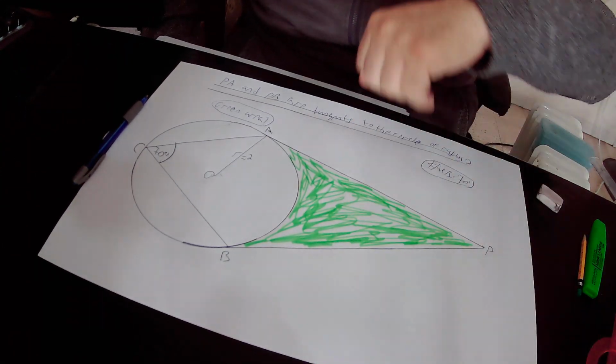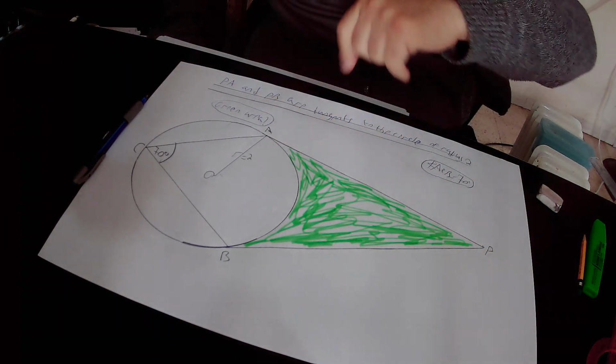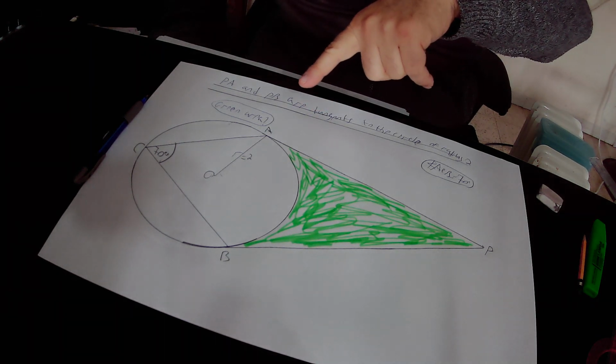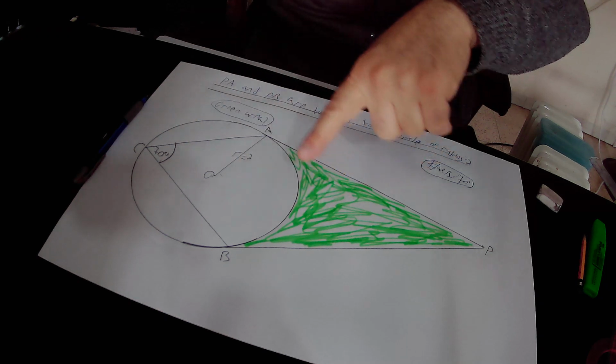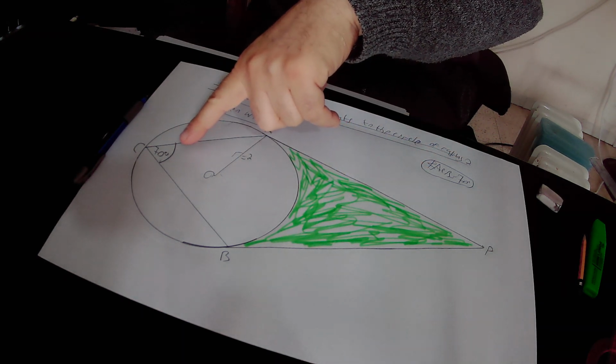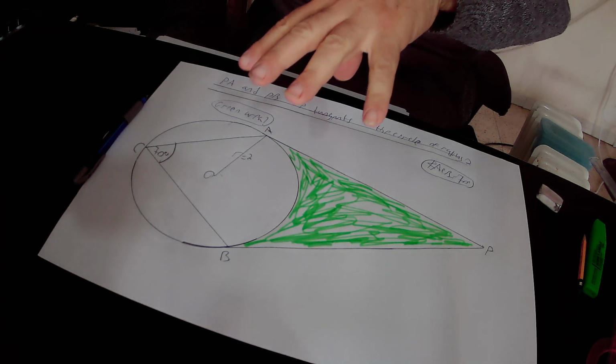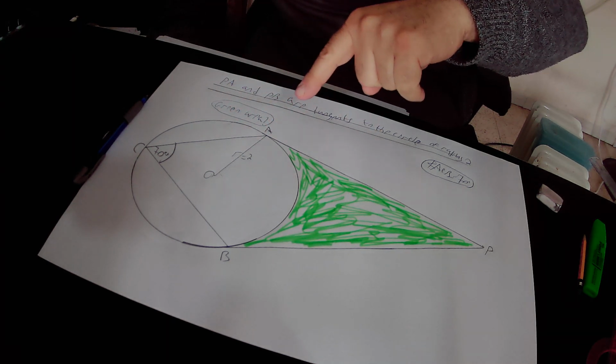Hello, in this lecture we'll find out the area of the green shape. In the drawing we have a circle. Inside this circle we have peripheral angle ACB. This is peripheral angle ACB that equals 70 degrees in its size. And we also know that the radius of this circle R equals 2.